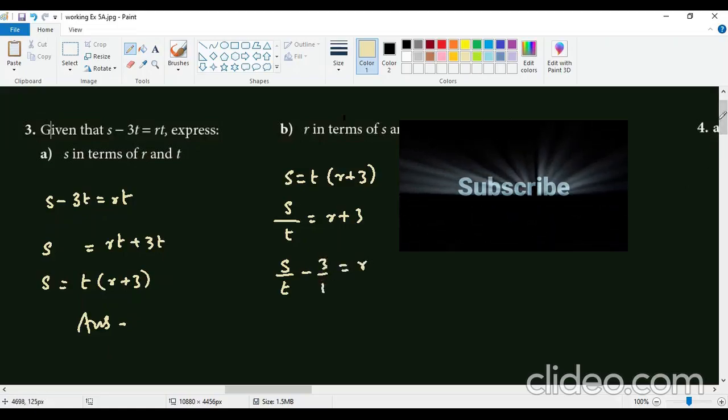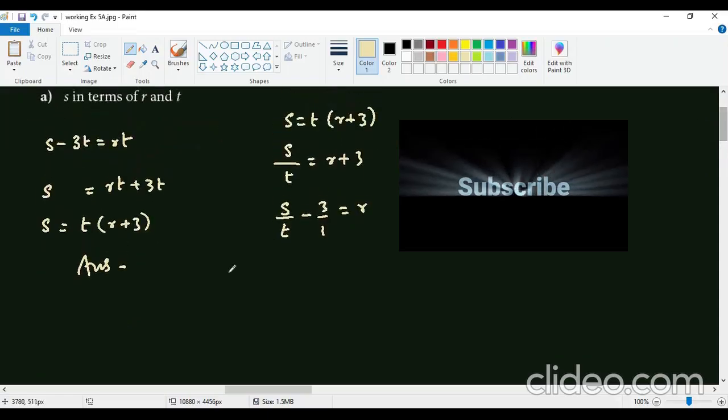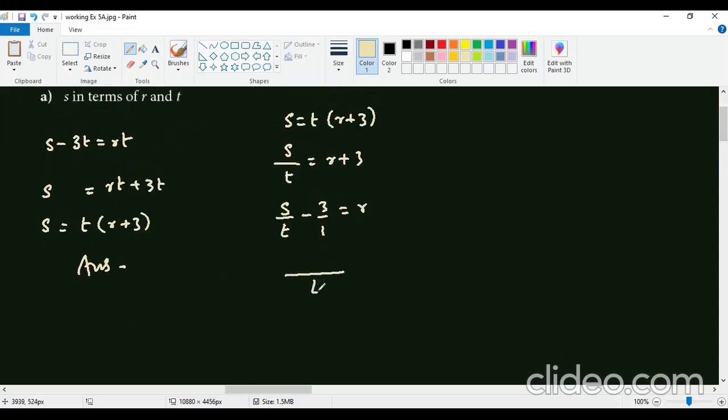And if I simplify further, I'm going to make t the LCM, so s minus 3t, because I'll be multiplying here by t and here also by t to make it 3t, over t, equals r. So this is going to be your final answer for this question.